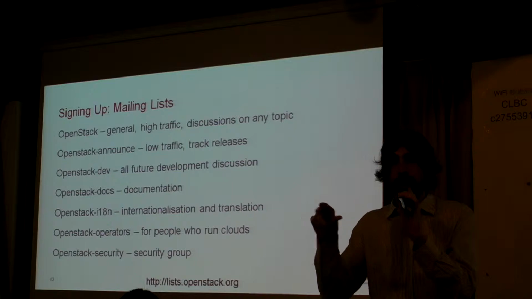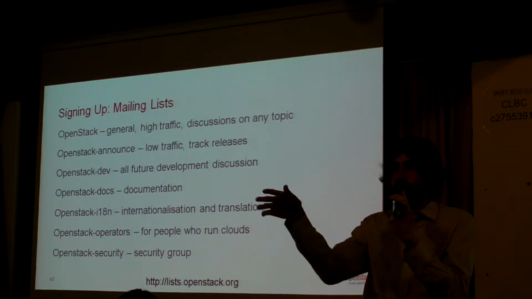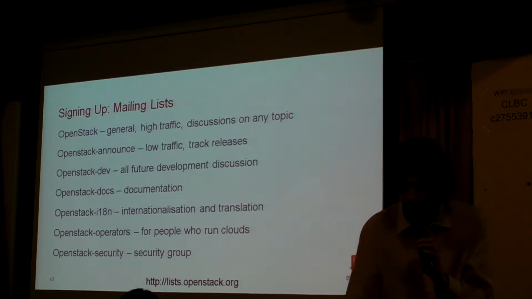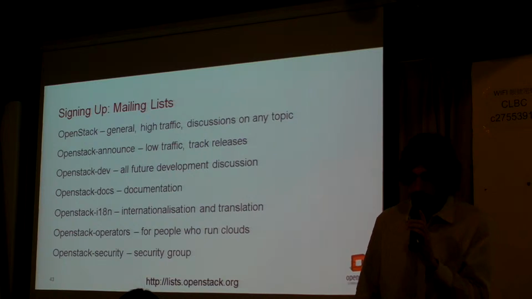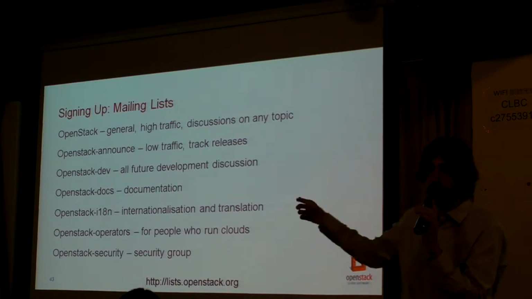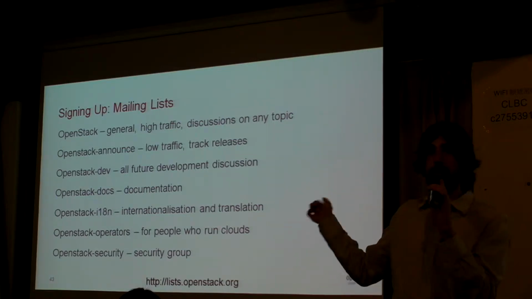Individual projects use tags in the subject line, so like Nova or Swift or whatever. Filter for just the projects you're interested in, dump everything else, for example. There's also mailing lists for things like internationalization. So if you're interested in joining our effort to translate OpenStack into Fanti Zhongwen, you can join that.